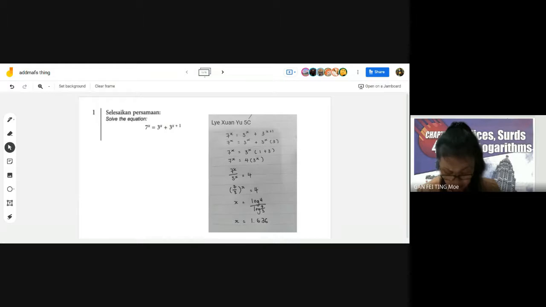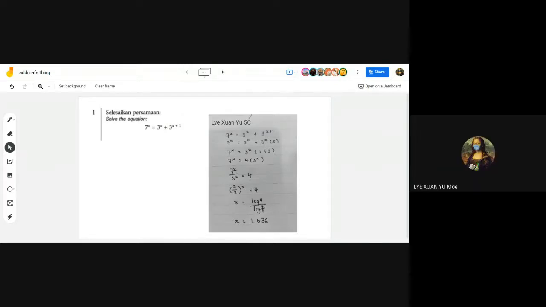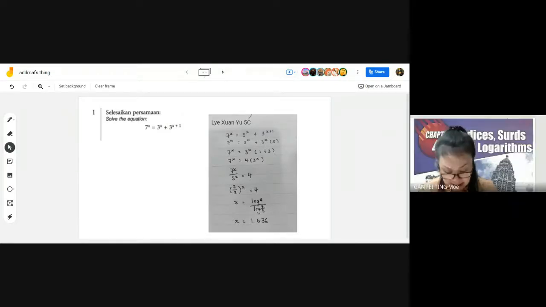Okay. Now, from the first line to the second line, you apply the law of indices. 3 to the power of x plus 1, right? You apply the law of indices. That's why you get 3 to the power of x times 3. Am I right? Yes, teacher. Yes. Then the second line, what did you do?